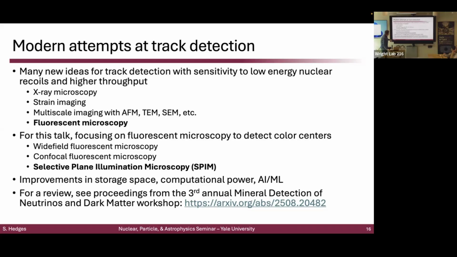And in general, yes, there have been some technological improvements that make these different imaging techniques possible, but we also benefit greatly from this increase in storage space and computational power. If you're trying to scan a cubic centimeter with micrometer or nanometer scale precision, you generate a lot of data. And just to help show some of this interest, for the past couple of years, there's been an annual workshop on the mineral detection of neutrinos and dark matter, and you can find the most recent proceedings from that here.